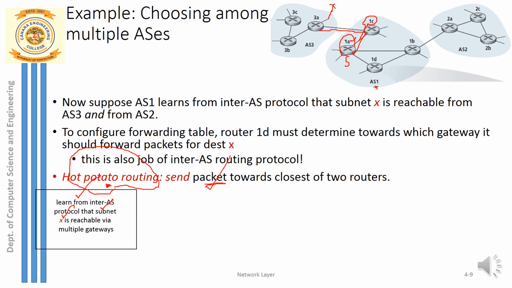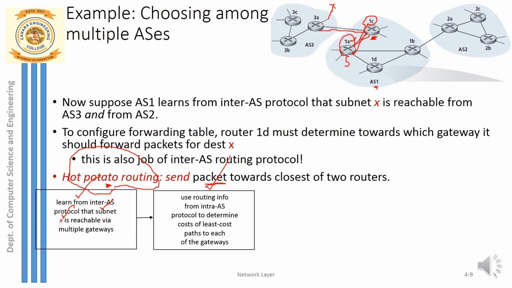Once it comes to know about that, it learns the shortest path. It first finds the shortest path to reach this edge router 1C. Here we can see there is one path, the only shortest path to reach 1C first. So through the intra-AS routing algorithm, it can be link state or Bellman-Ford, any one, first it will take the shortest path to reach the edge router 1C. The next step is using the routing information from the intra-AS protocol to determine the least cost path.